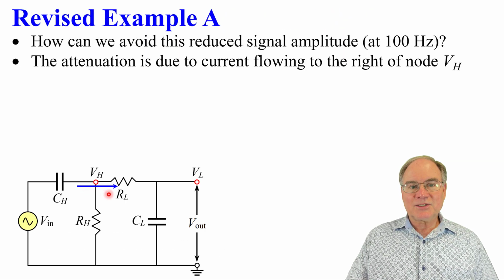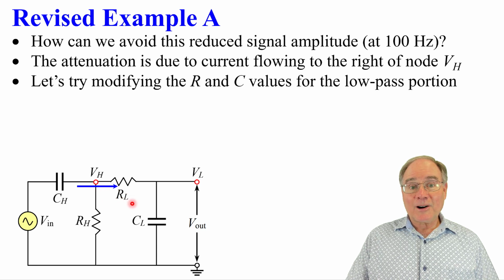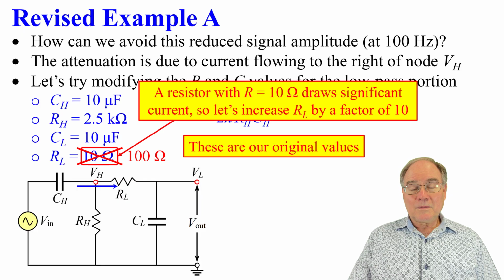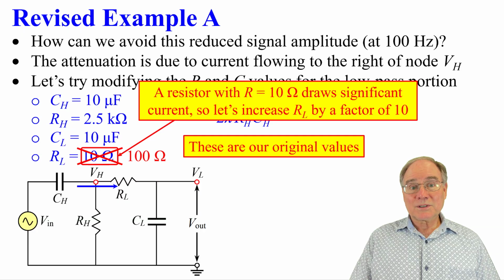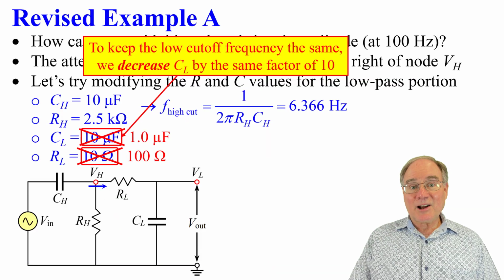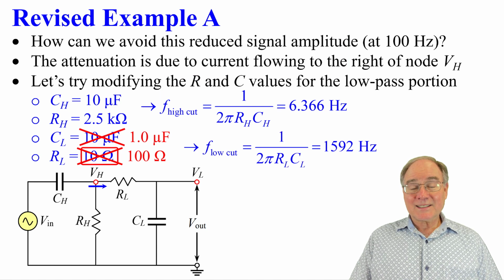Well, the attenuation is due to this current flowing at node VH. Let's try modifying the R and C values for the low pass portion so that they don't draw as much current. Here's our original R and C values. But a resistor of 10 ohms draws a significant current, so let's increase it by a factor of 10 to 100 ohms. This higher resistance will reduce the current draw. To keep the cutoff frequency the same, we decrease CL by that same factor of 10 to 1.0 microfarads. Thus we get the same cutoff frequency as we had previously.